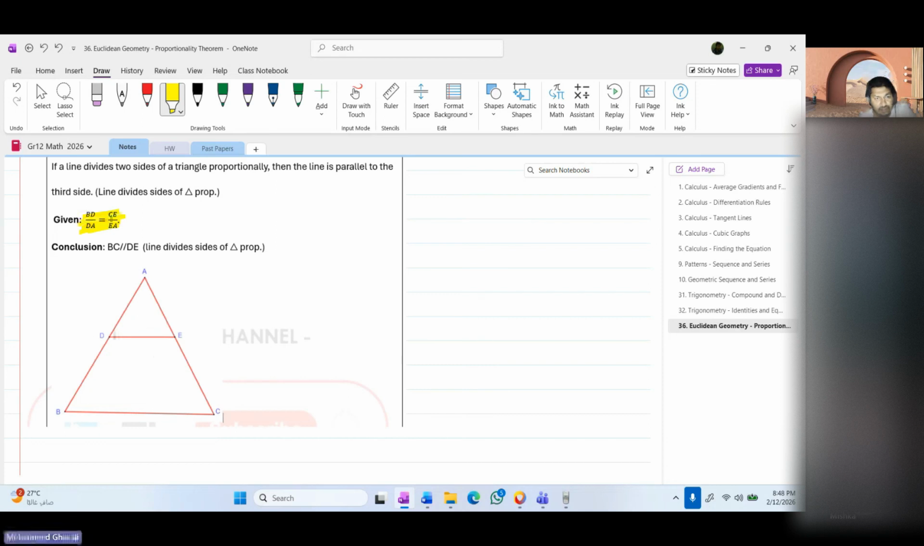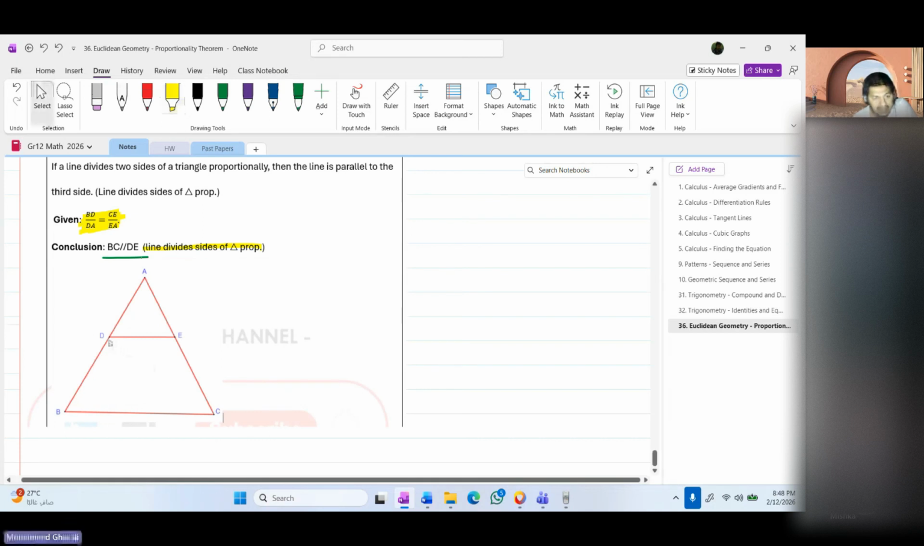Sides are in proportion. What is your conclusion? Your conclusion will be definitely parallel lines, right? Lines are parallel, and you will write this reason down. Line divides sides of triangle in proportion. Okay, not the other one. The other one was for the midpoint theorem. Line through midpoint parallel to second side. This is not a midpoint. It's a line that divides sides of triangles in proportion.